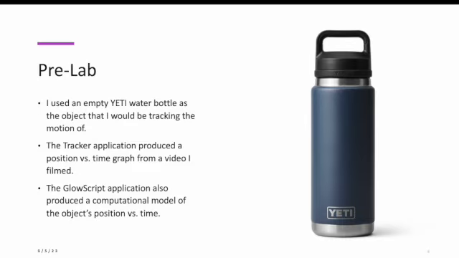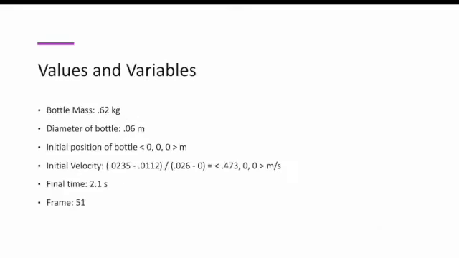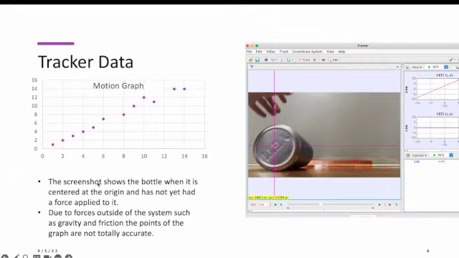Pre-lab, the object I used was an empty Yeti bottle, and that's what I would track. The Tracker application tracks the video I took of the Yeti moving, and the GlowScript application produces the computational model using code, which is Python. Here are the values that I used: the mass of the bottle, the diameter, initial position, initial velocity, and the frames, which are important because that's how I tracked it using Tracker. The final time is just that there are 51 frames in 2.1 seconds of it moving across the screen.